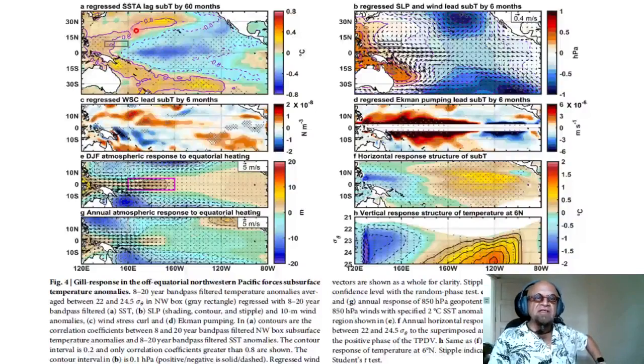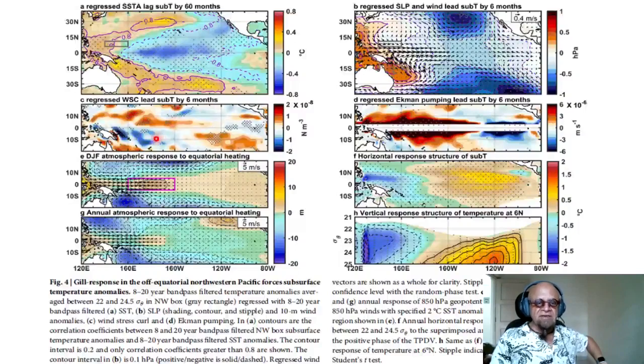So this is the regressed SSTA lag by subsurface temperature by 6 months. So basically saying the surface temperatures have a lagged correlation with the subsurface temperature anomaly of the equator. So this is regressed various different things here. So A to B, regressed sea level pressure and wind lead the subsurface temperature by 6 months. As we said, that's where the signal is getting generated.